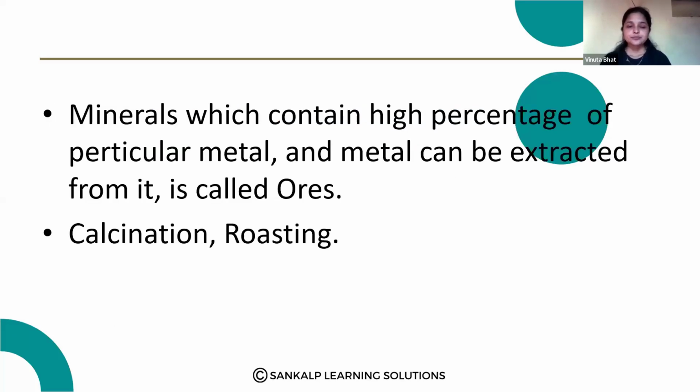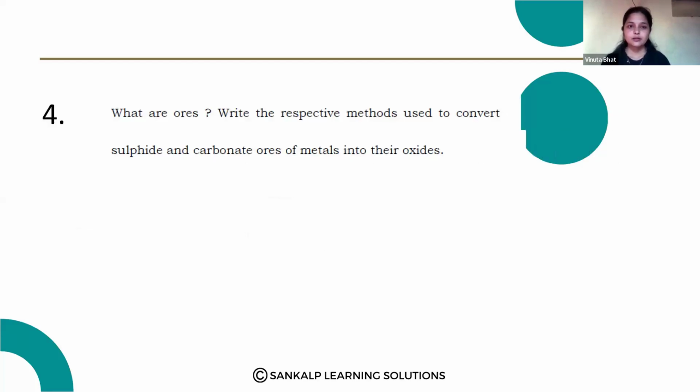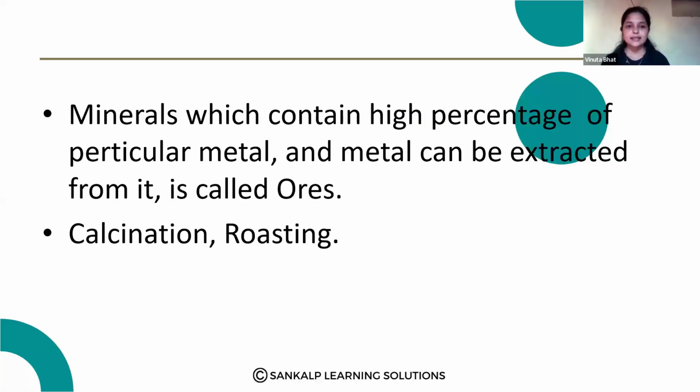Minerals which contain a high percentage of a particular metal, from which the metal can be extracted, are called ores. Calcination and roasting are the processes used to convert the carbonate and sulfide ores into their respective oxides. Calcination is for carbonate ores, and roasting is for sulfide ores.